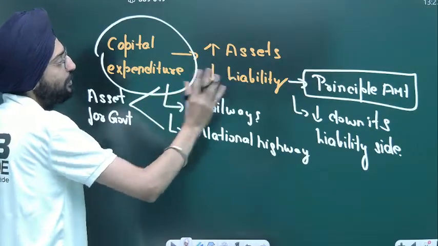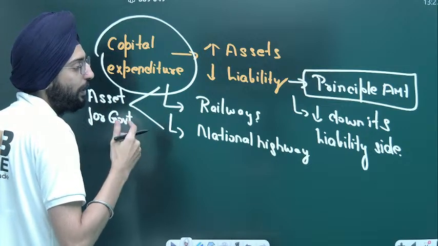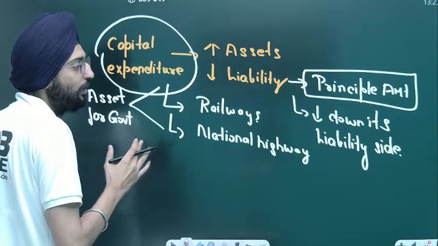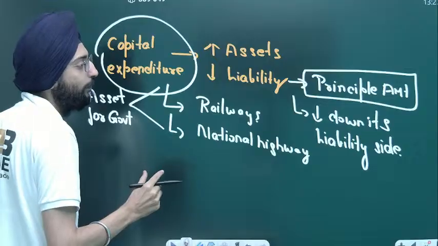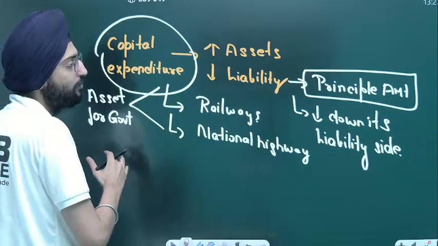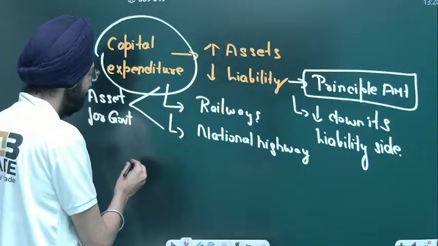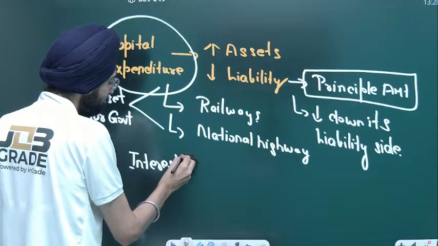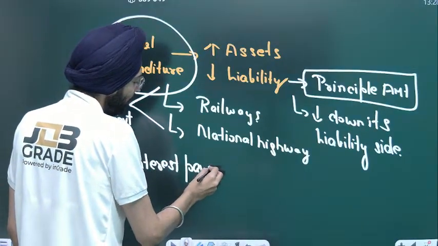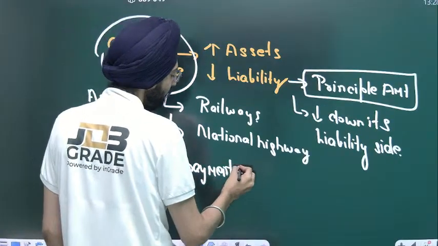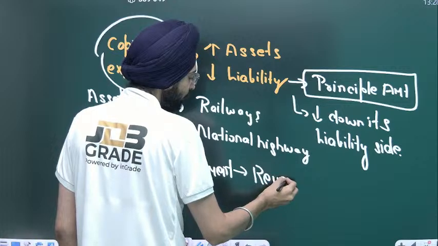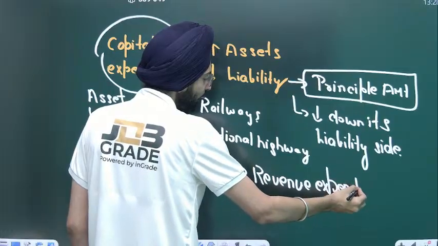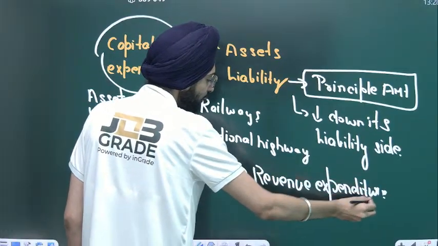Sir, I said about the principal amount. For example, if the government is spending on paying the interest amount, it will not be accounted in capital expenditure. It will count in revenue expenditure. Interest payment will be adjusted in what? Revenue expenditure.